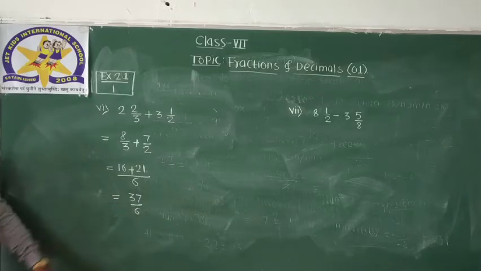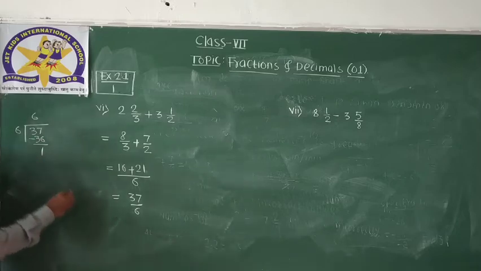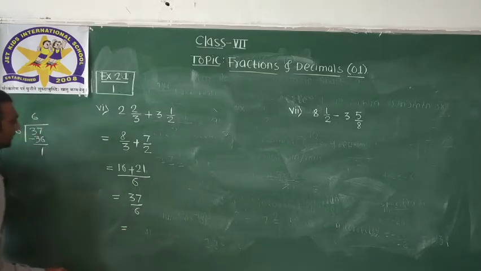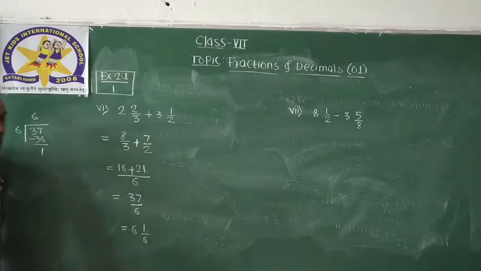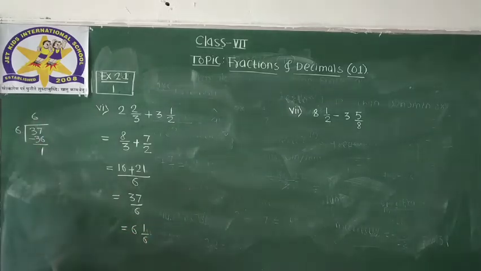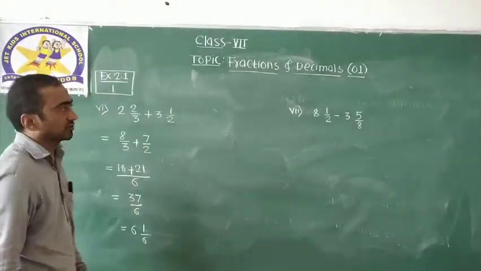37 by 6 can be written in mixed fraction form. How? Divide 37 by 6. 6 6s are 36. Remainder 1. So it can be written in mixed fraction form as 6 integer 1 by 6. Okay? Very easy question. After that, question number 7, the last question.